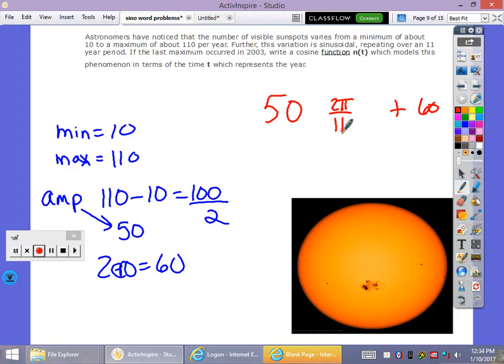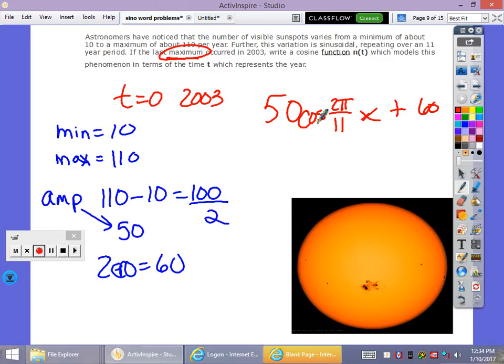All right, so if the last maximum occurred in 2003, well, guess what? I'm going to call time 0 2003. So do I have a phase shift? No. And my pattern starts with, in 2003 it started with the maximum, so what trig is that? Cosine.